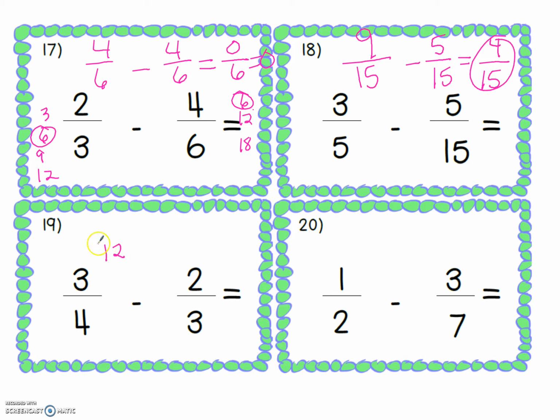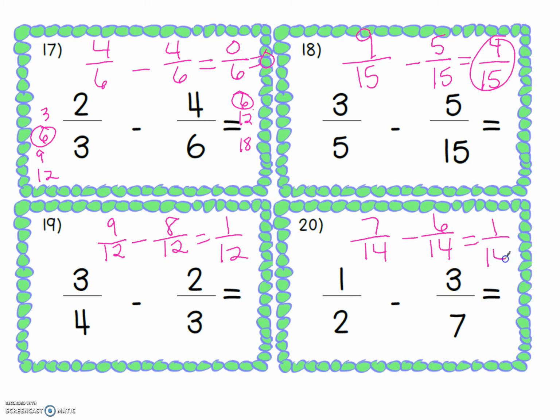Alright, so your common denominator here should be 12. So 9 twelfths minus 8 twelfths, so you get 1 12th. Okay, over here it should be 14. So 7 14ths minus 6 14ths, so you got 1 14th over here.